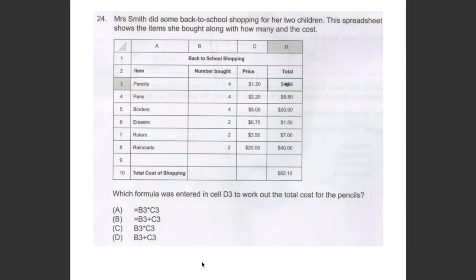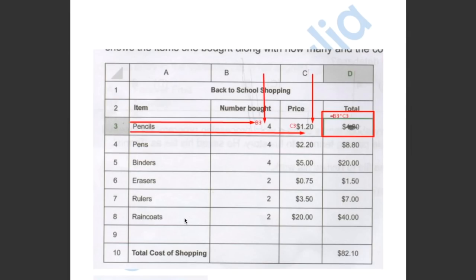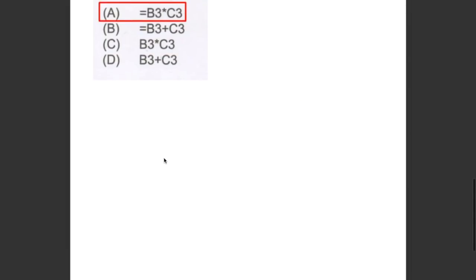So this question asks us, which formula was entered in cell D3 to work out the total cost for the pencils? Let's move to the explanation. So, as you can see in this spreadsheet, equal B3 times C3 was entered in cell D3. So the answer has to be A, equal B3 times C3.